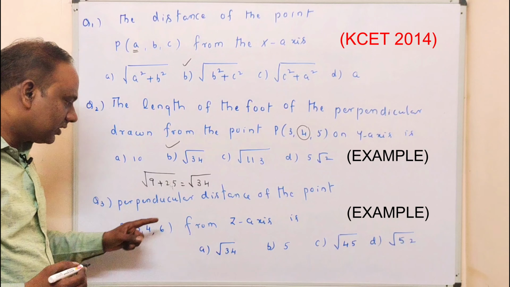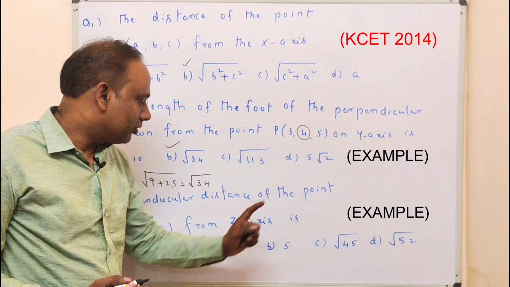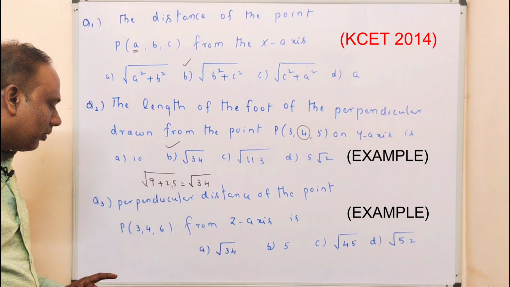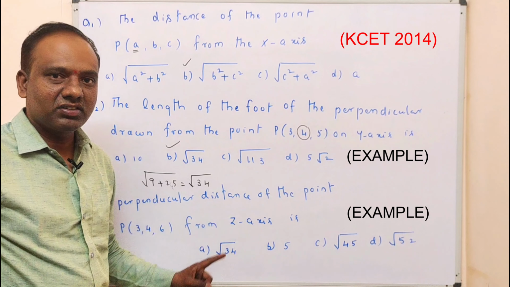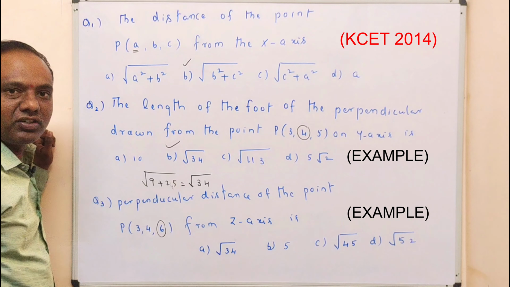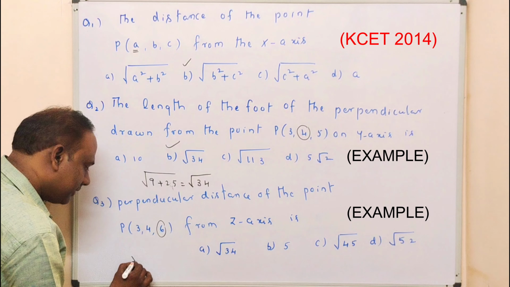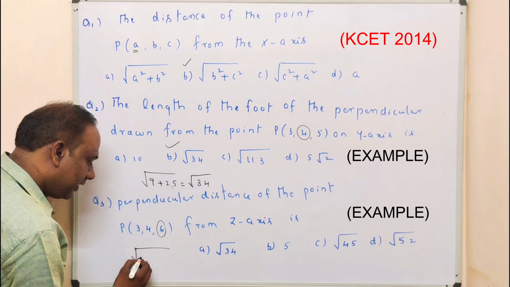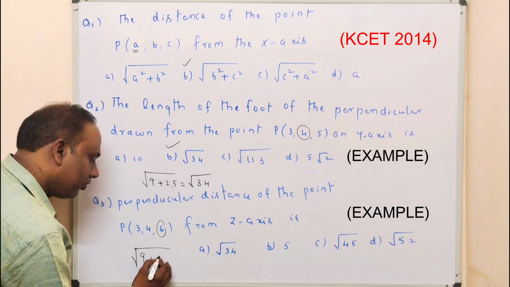Now the third question: the perpendicular distance of the point P(3, 4, 6) from the z-axis. From the z-axis means you can leave the z coordinate. So the answer is root of 3 square is 9 and 4 square is 16.